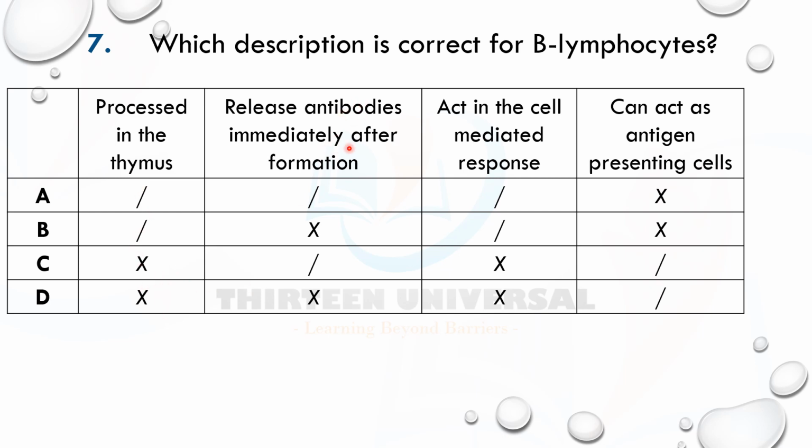Release antibodies immediately after formation? No, they don't release antibodies. B lymphocytes don't produce antibodies immediately after formation. It is when there's an immune response. Okay. Act in the cell-mediated response? Nope. They do not act in cell-mediated immune response. It's only T helper and T killer. All right.